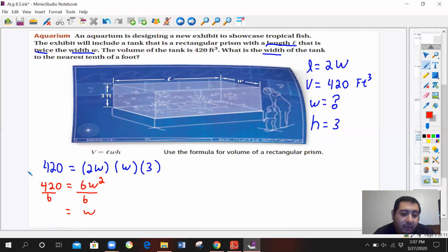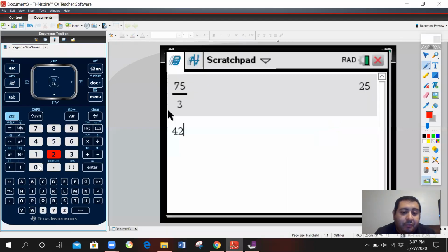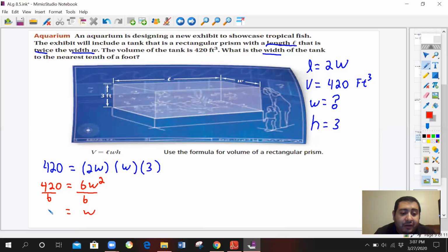So 420 divided by 6. For those still having trouble, you could use your calculator. 420 divided by 6, you get 70. So here we're gonna put 70. But don't forget, you have a square here.